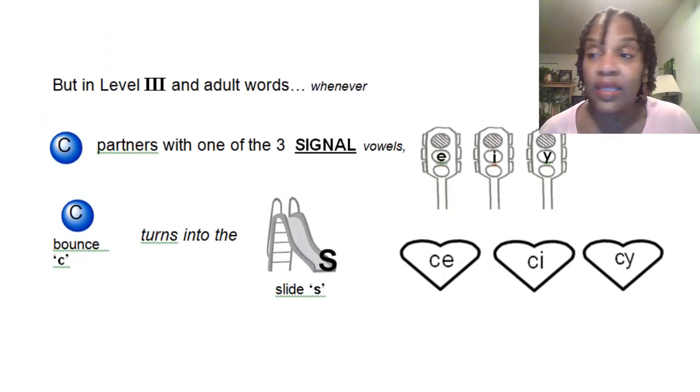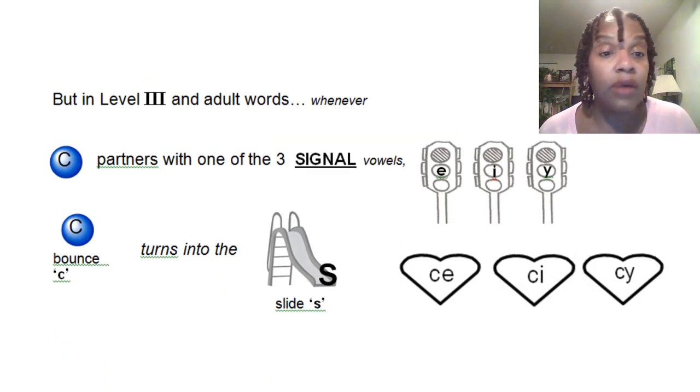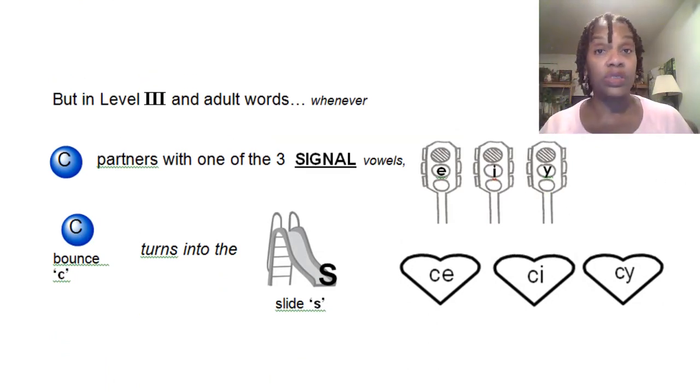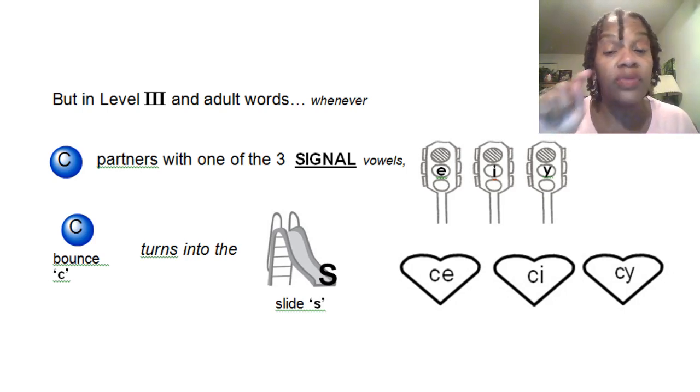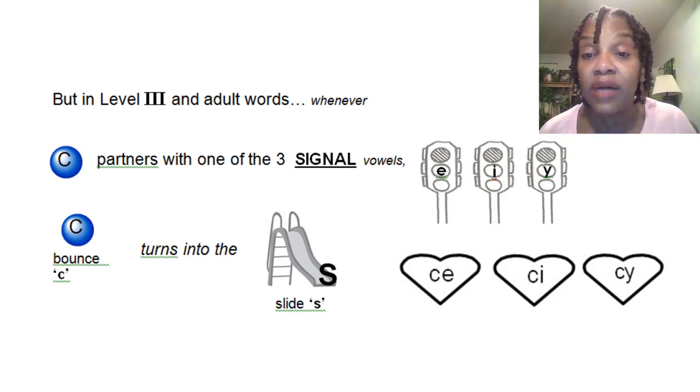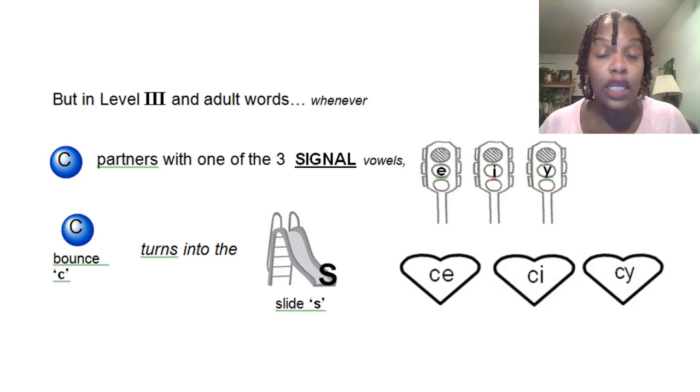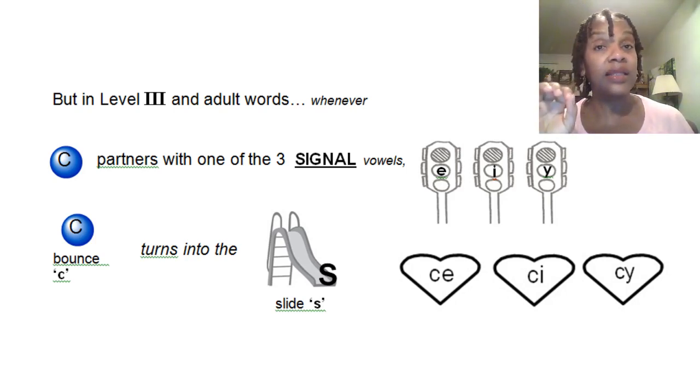But now that's in the beginner words. Now, in level 3 words, or I want you to think of this like adult words. Whenever the letter C partners with one of the 3 signal vowels that we talked about, E, I, or Y, the letter C, the bounce sound C, turns into like a slide sound S. And what sound does the slide sound S make?